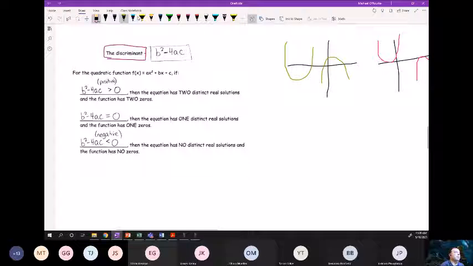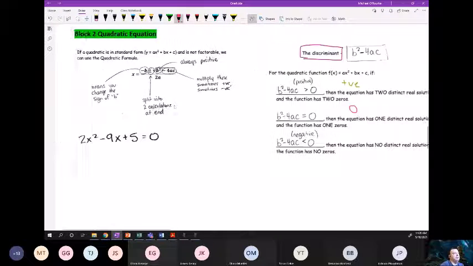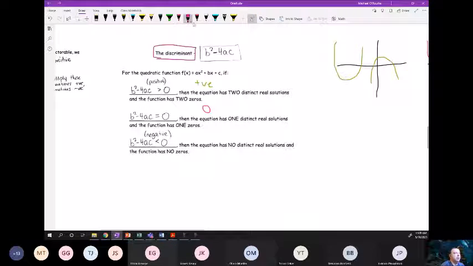If it just touches it once, like this one, the answer is going to be 0. And if it never touches it, it's going to be a negative number. Okay?